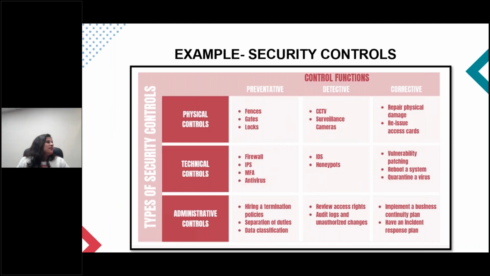Some examples, these are specifically for a security control. It's looking at preventive, detective and corrective to help understand the different types. Physical controls, you will have gates, fences, locks. You could have detectives such as surveillance, CCTVs. Corrective, repair physical damage. So something has already occurred and you're repairing it. You've lost an access card, you reissue it, making sure that the person actually requires the access.